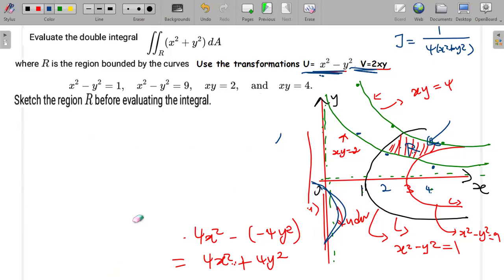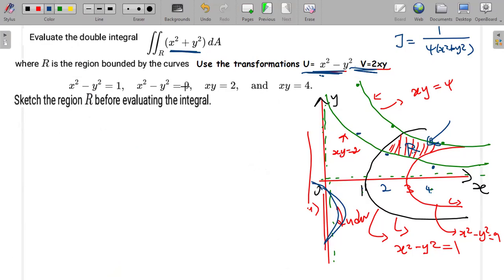What we need now is to find the function. So we want to express this guy in terms of u and v.